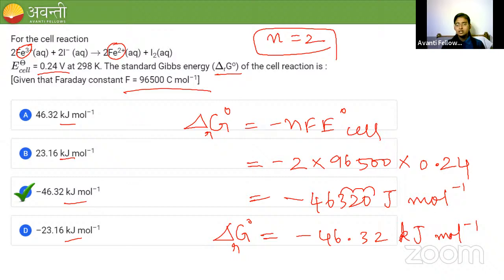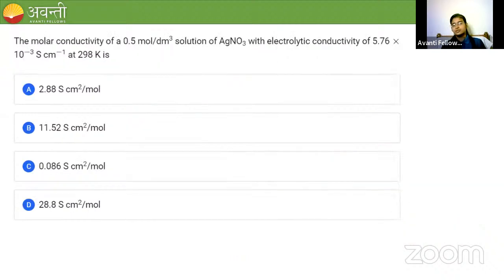So now let me move on to the very last question for today's session. The molar conductivity of a 0.5 mole per decimeter cube solution of AgNO3 with electrolytic conductivity of 5.76 into 10 to the power minus 3 Siemens per centimeter at 298 Kelvin is. So what are we asked to find out? The molar conductivity, lambda m.